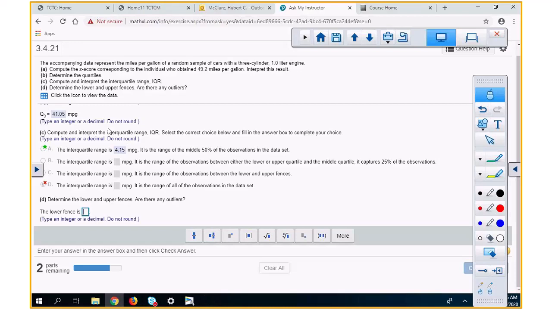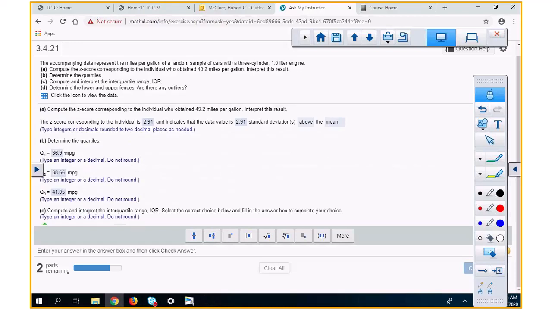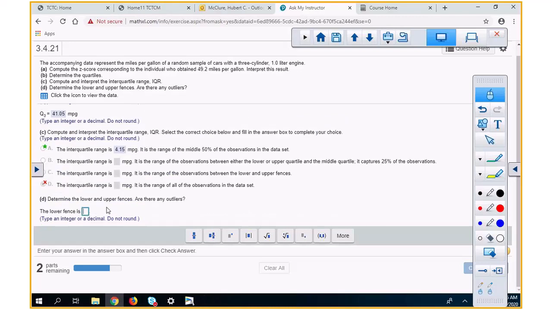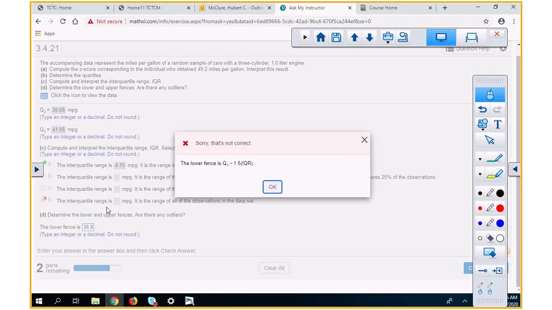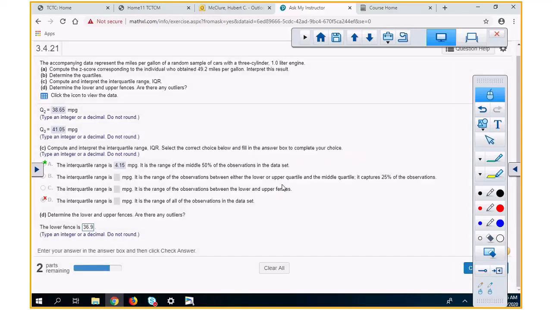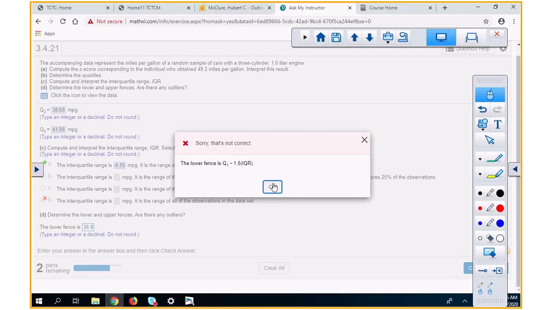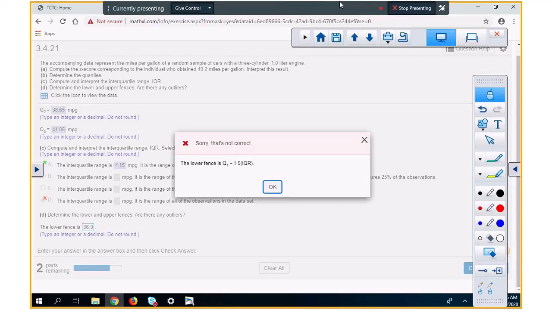The lower fence is 36.9, isn't it? 36.9. I think. Oh, this is where you got to do that. I know why you sent this question, because it's worthless. There, write that down. Q sub 1 minus 1.5 IQR. And then your upper fence is Q sub 3 plus 1.5 IQR. These things are never used.